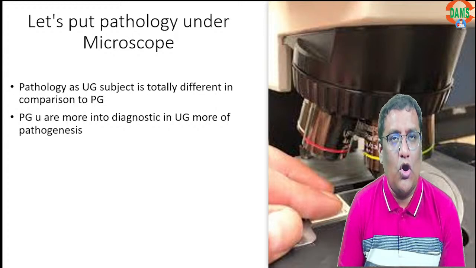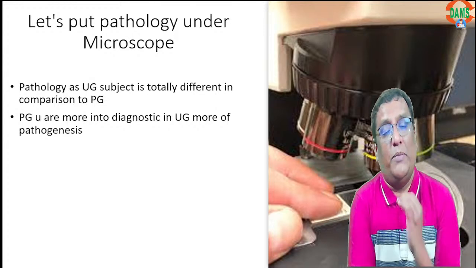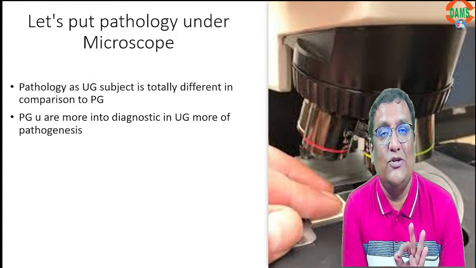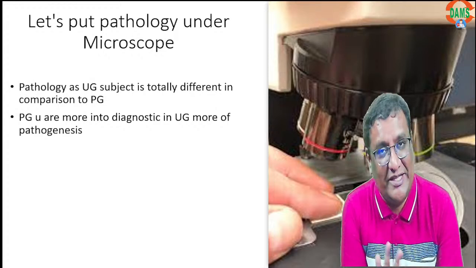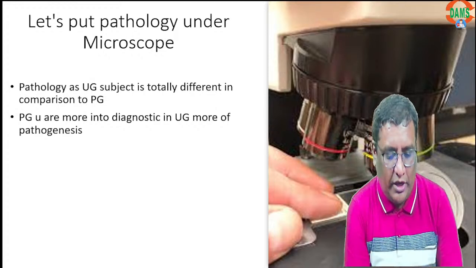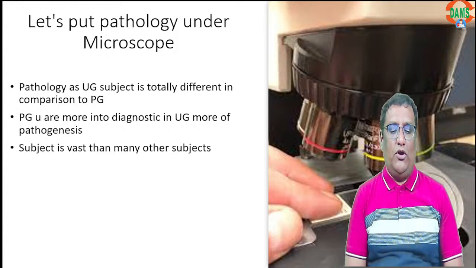So all that you require for being a good pathologist is an open mind, and you should not be color blind. That's the only thing that is required here. Okay, so that is the first thing. Next, let me talk about further.